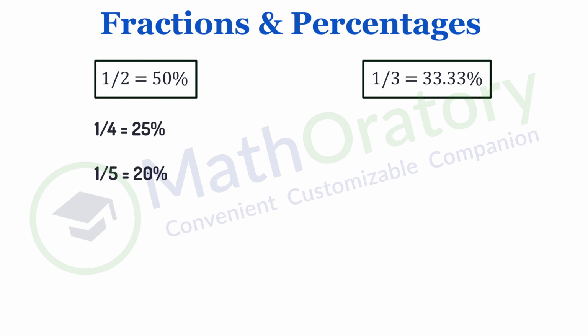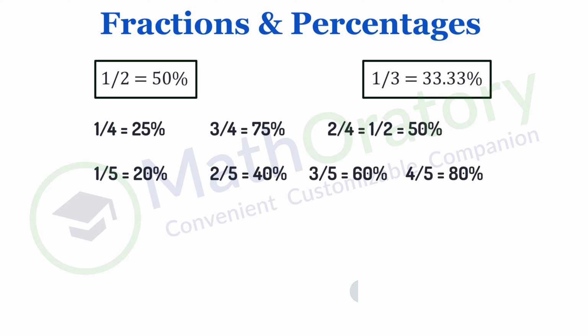See, the important part is not to know these percentage values only. It's how you use them. So if I know that 1/4 is 25%, I should be quickly able to figure out that 3/4 is 75%. 2/4 is anyhow half, so that is 50%. Again, 1/5 being 20%, 2/5 should be 40%, and so on, right? You might have any sort of numerator.